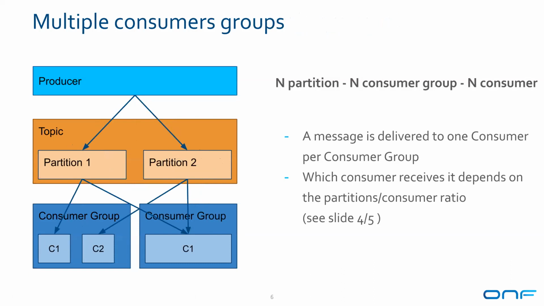This is not really useful in the VOLTHA case, but just to make it complete. When you have multiple consumer groups, that actually means that the messages are duplicated. For example, when a producer sends a message to partition number 1, then that message is duplicated and sent once to consumer 1 in this consumer group and once to consumer 1 in this other consumer group. And which consumer receives the message depends on the same partition to consumer ratio as before.